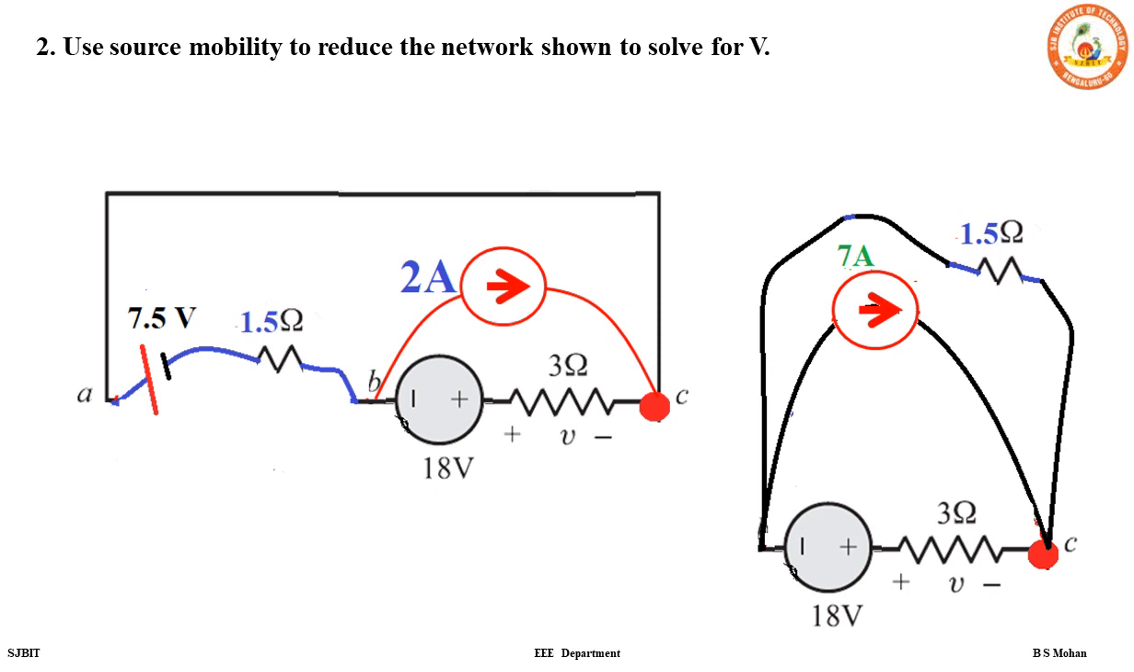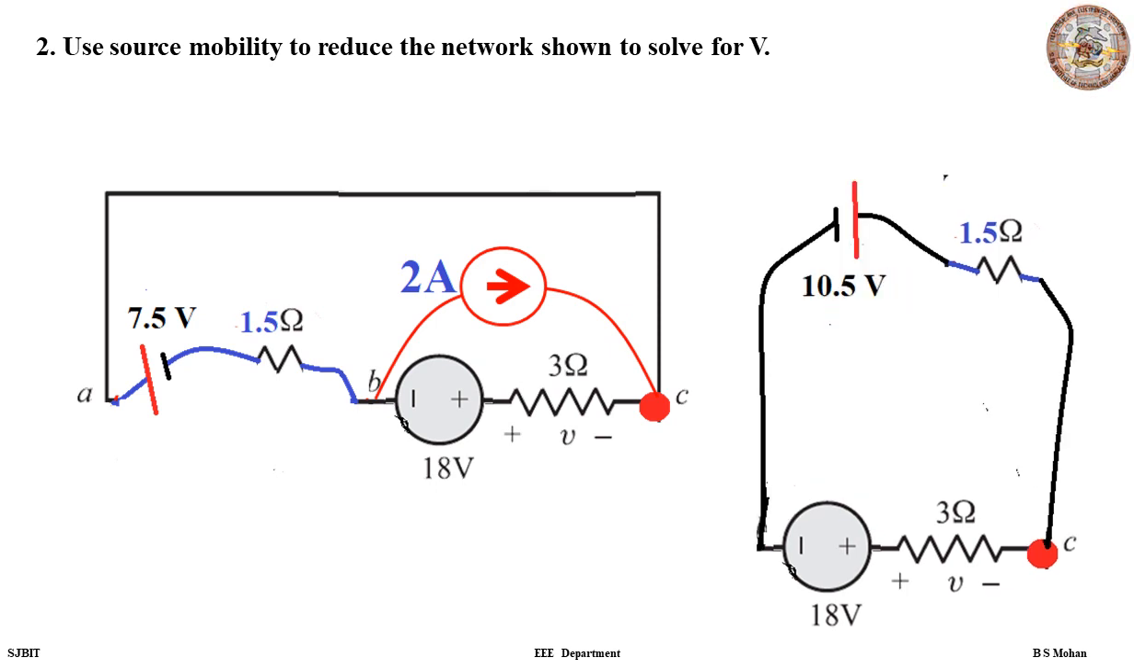So V is equal to I into R, 7 into 1.5 is 10.5. Now you can apply KVL and solve. But what I have done here, 10.5 and 18, 3 and 1.5 all are in a loop and they are in series. Thus voltages can be added or subtracted. Now in this case, should you add or subtract? Now in this case, you must subtract.